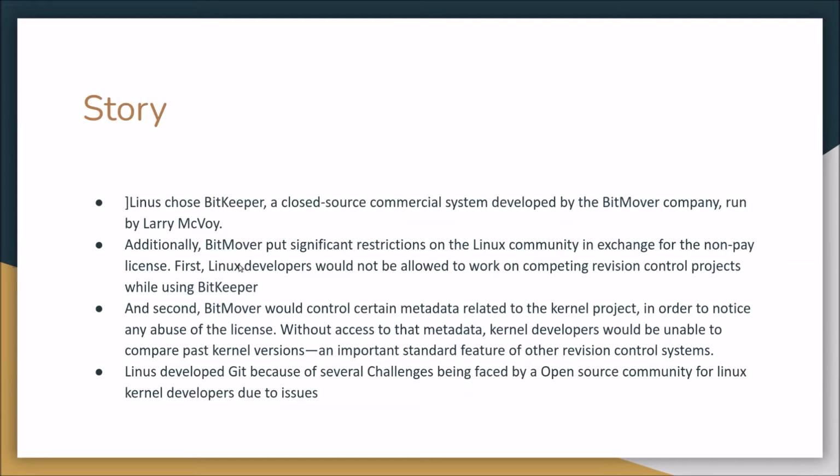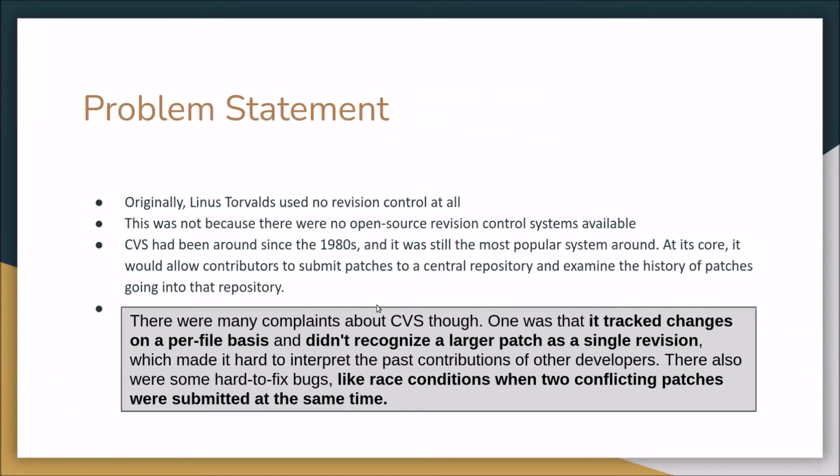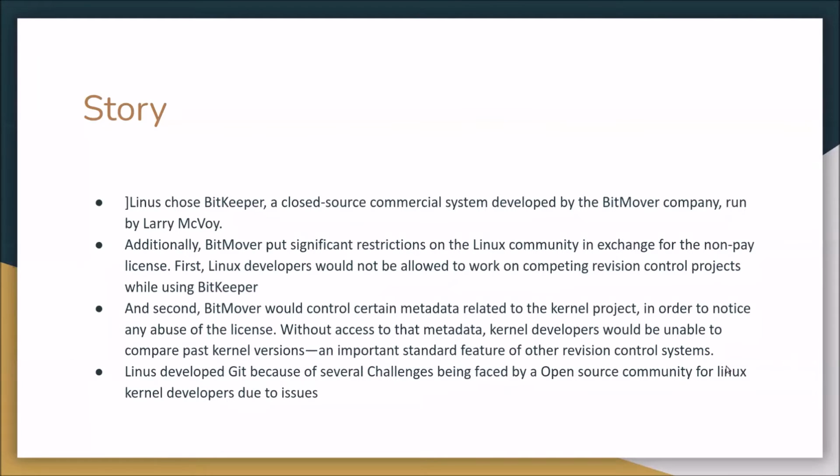So Linus chose BitKeeper, right? Because he was not interested in CVS because of its many issues. BitKeeper was a closed source commercial system developed by the Bitmover company and run by Larry. It put significant restrictions on the Linux community in exchange for a non-paid license. First, Linux developers would not be allowed to work on competing revision control projects while using BitKeeper. If any Linux contributor is using BitKeeper, he is not allowed to work on any other version control system which is a competitor of BitKeeper. Those are the restrictions that Bitmover put on the whole Linux development community, which is very annoying.